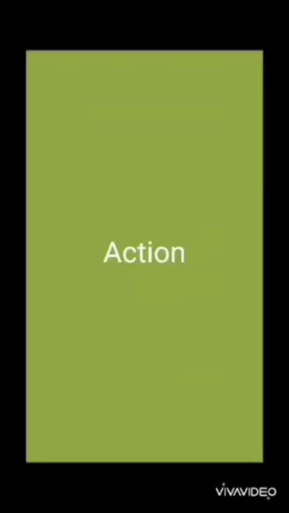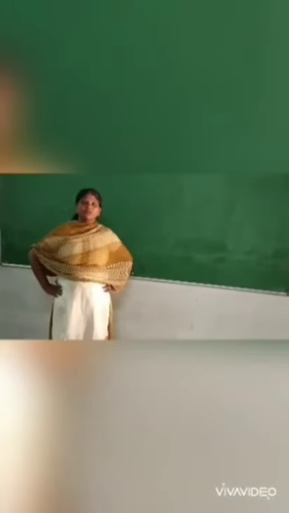Children, can you tell me what is the name of this letter? The name of this letter is R. Tell me what is the name of this letter? R. Can you tell me what is the sound of this letter? R. The sound of this letter is R. Next, let us say the sound with action. Children, do like this.